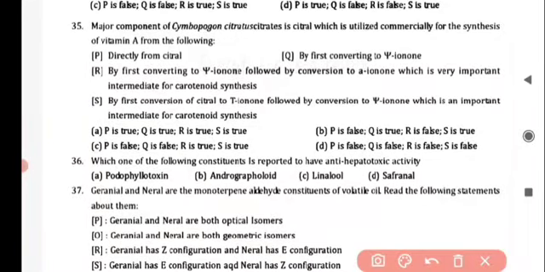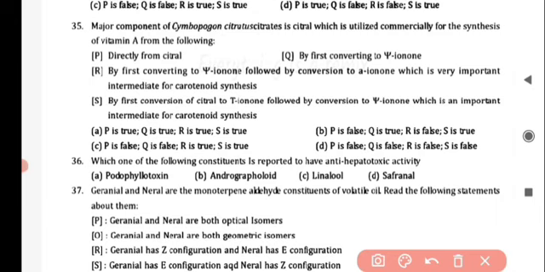Next question is, major component of Cymbopogon citratus is citral, which is utilized commercially for the synthesis of vitamin A from the following. P is directly from citral, Q is by first converting to epsilon ionone, R is by first converting to epsilon ionone followed by conversion to alpha ionone, which is a very important intermediate for carotenoid synthesis.